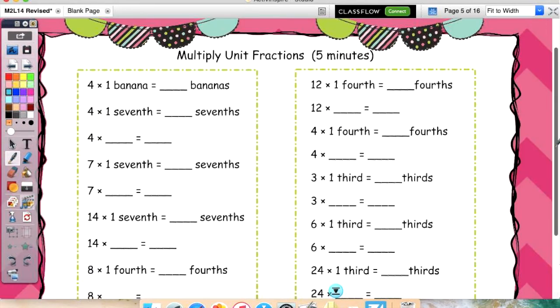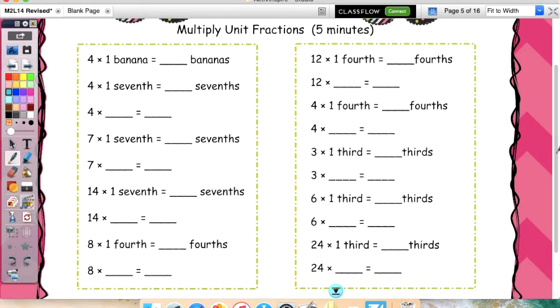Okay, this is a little introduction to fractions. Yeah, it's kind of cool. So 4 times 1 banana equals how many bananas? Okay, so what this is telling us is that your place value or your fraction or whatever is not going to change if you multiply times a whole number. Okay, 4 times 1/7 is 4 sevenths. Here's how you write it as fractions.